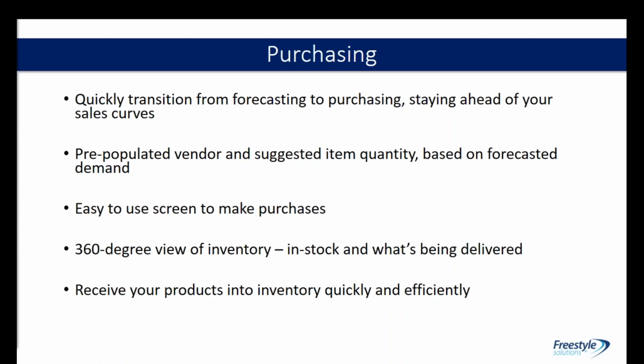And then a 360-degree view of inventory shows you what's currently in stock and what's being delivered based on, once again, those expected dates you have. And then you have the ability to receive your products into inventory quickly and efficiently. We do have a scan and receive feature using some scanning capabilities within the system. That way you can accurately receive that inventory back into stock, as well as making sure you have your inventory officially accounted for.